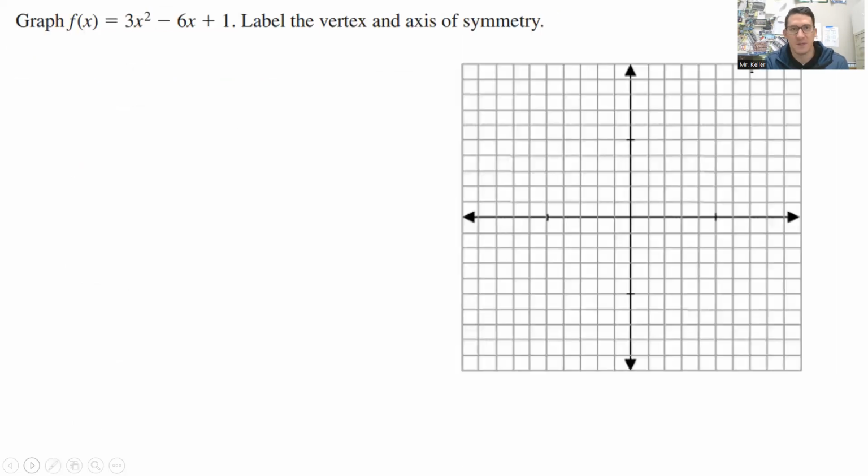So this video isn't an hour long. We're going to graph. We're going to label the vertex and axis of symmetry. So we're just going to find two things. The first thing we need to do is find the negative b over 2a. So remember, this is a, b, and c.